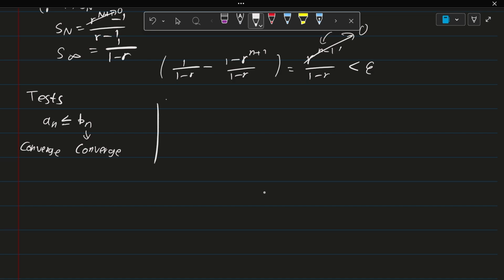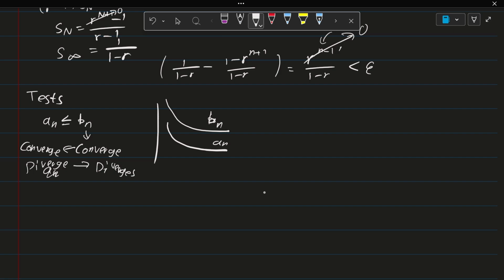So if you have this type of graph, and then you have this type of graph, so this is bn, and this is an. If the bn sum is convergent, that means that an must also be convergent. But if an is diverging, you could conclude that bn also diverges. So let's do a certain example of this test.